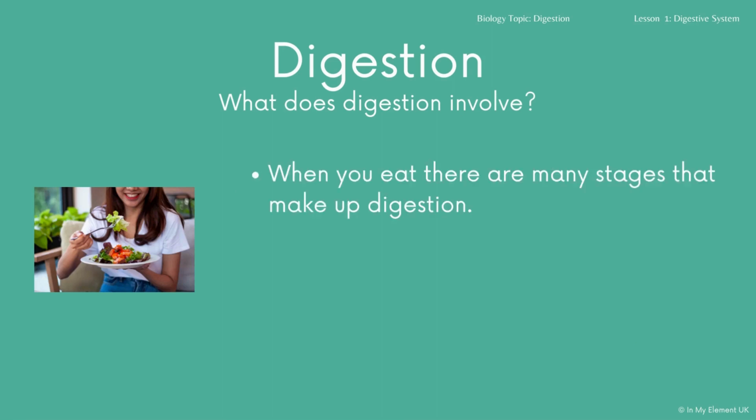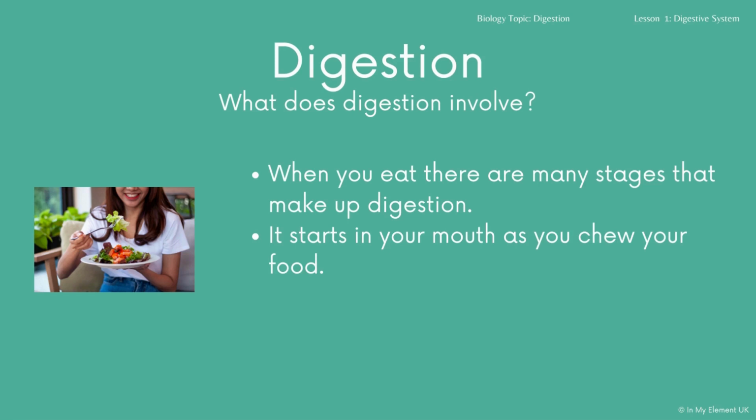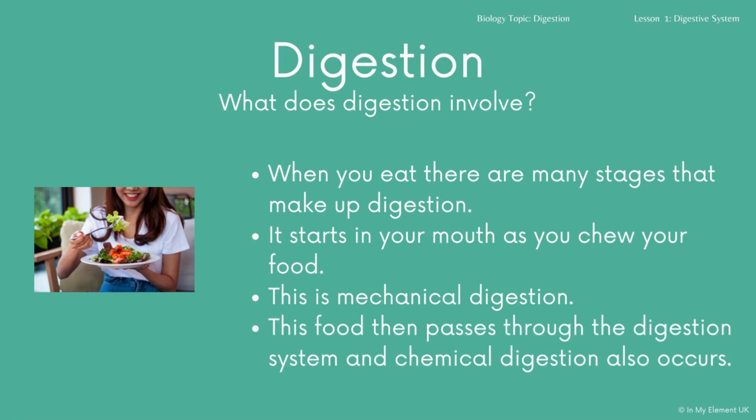If you think about the first thing you do when you eat something, you put it into your mouth and you chew it. And when you chew your food, you are adding saliva, which will add a variety of things to your food. But before any chemicals are added, mechanical digestion is taking place by the fact you are chewing it with your teeth. Then there are chemicals that will be added through your saliva. Now, as that food passes through the digestive system, chemical digestion will also occur. So you've done the mechanical bit, but chemical digestion will also take place.